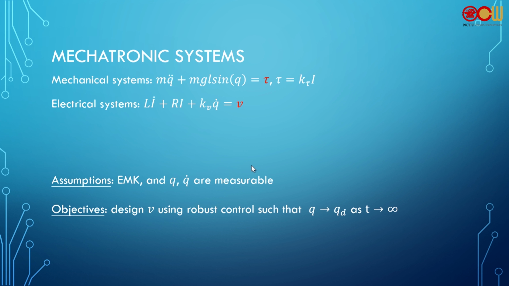And q and q dot are measurable, just for simplicity. The objective is to design the voltage in the inner loop. Probably you'll be using robust control, whatever control you like. And we want to achieve that q will track q_d as t goes to infinity. We control this V and hope that q can track the desired trajectory q_d.